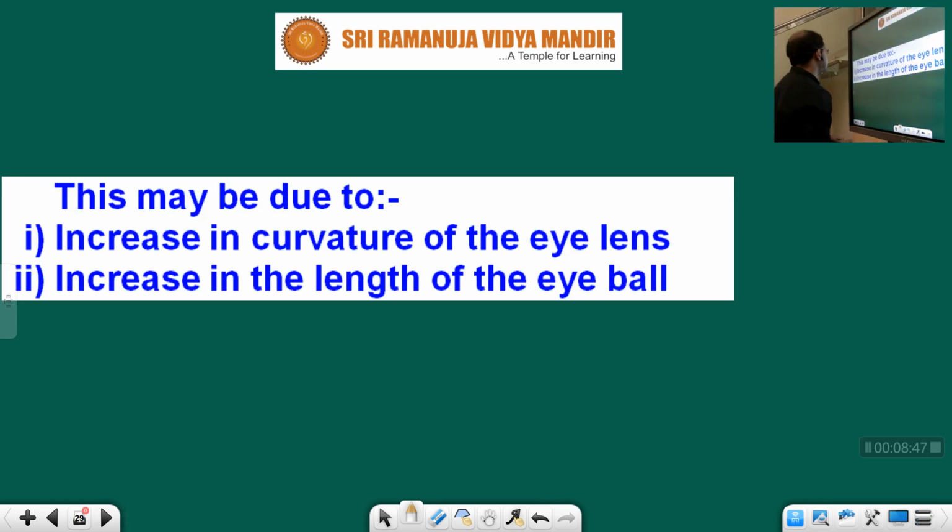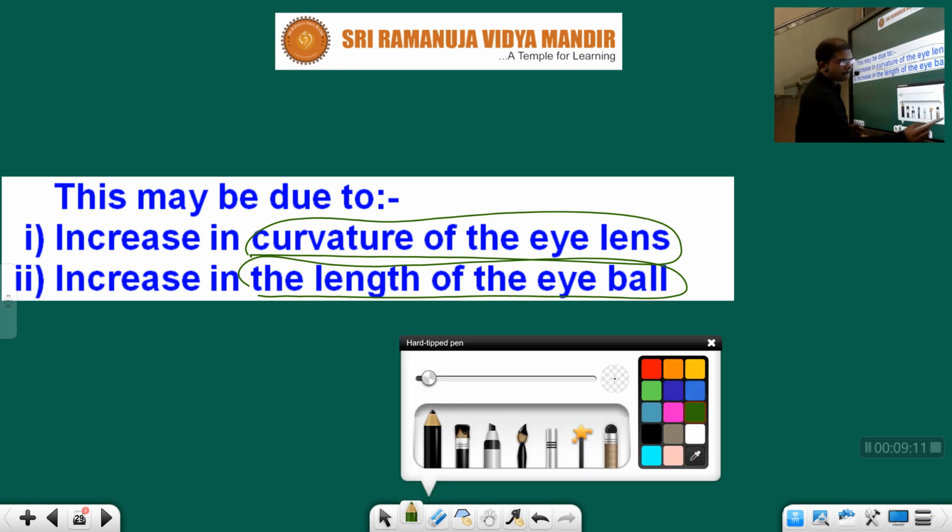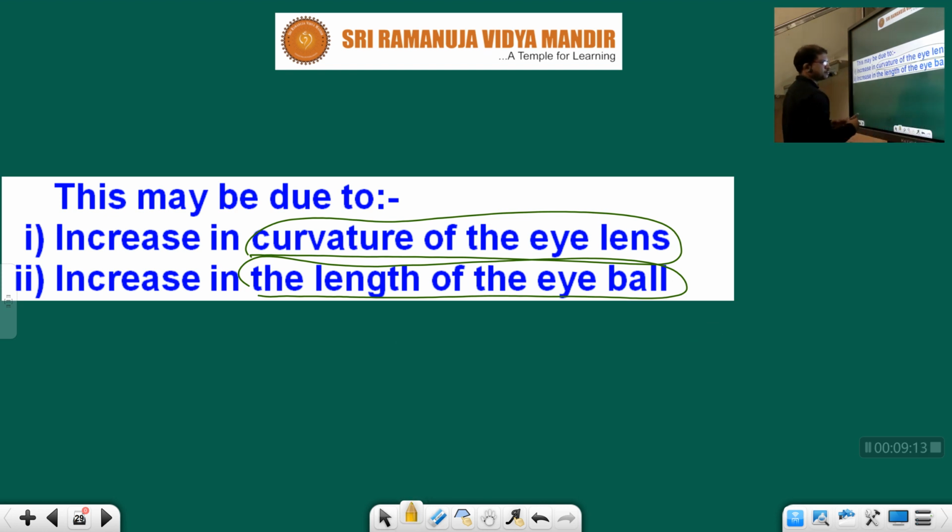So children, see here, this may be caused due to an increase in curvature of the eye, and an increase in length of the eyeball. Why do these two things appear, children, actually? Why does the length of that eyeball increase? I already said, in order to see, children.